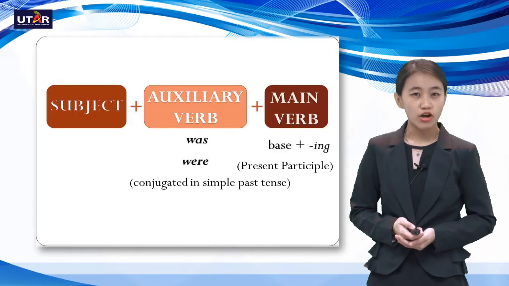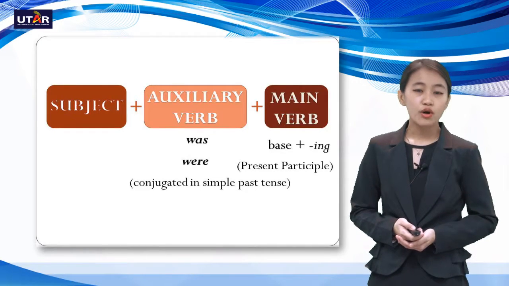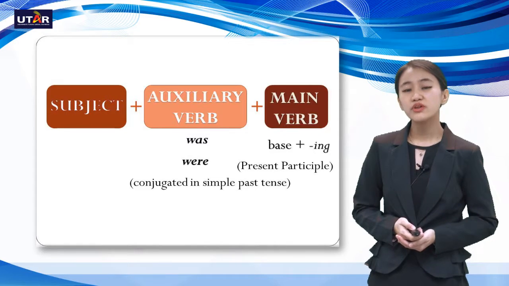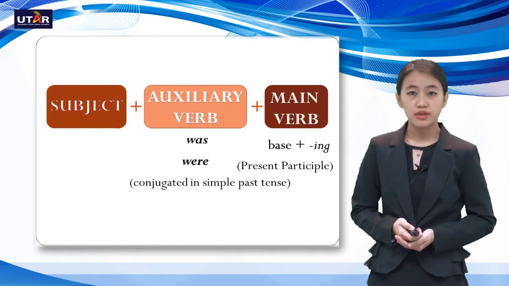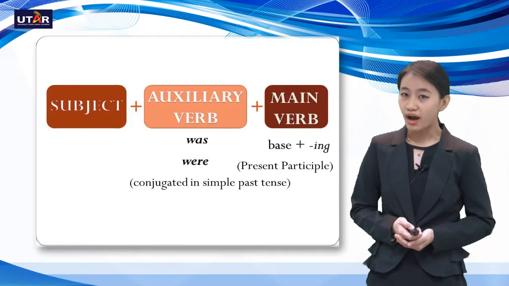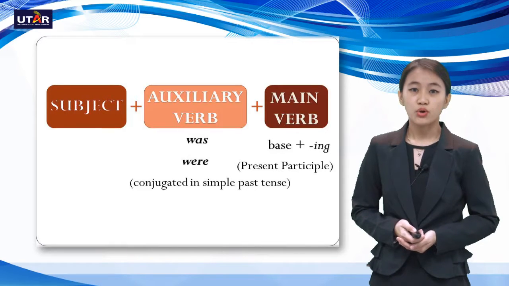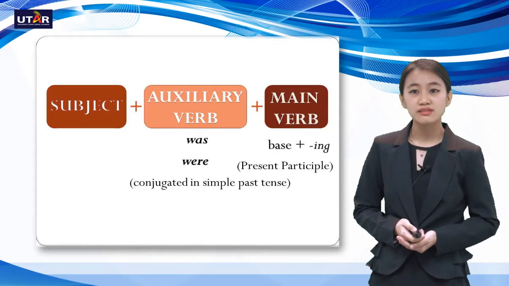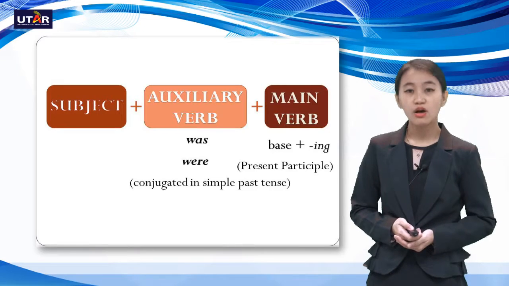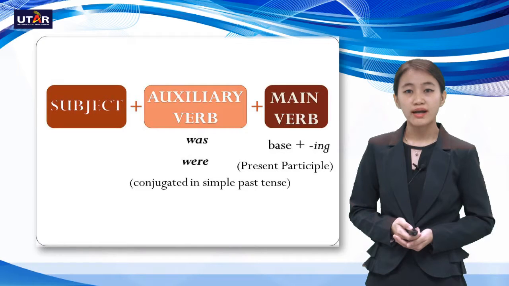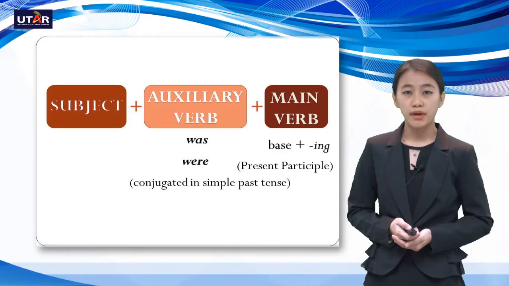Do you know what the auxiliary verb is? For past continuous, the auxiliary verb used is the be verb. So, since it is in past, therefore, you use was or were. So, the be verb in past will be was or were. Then, it is followed by main verb. Now, the main verb here would be base followed by ing. So, in other words, we call it present participle.